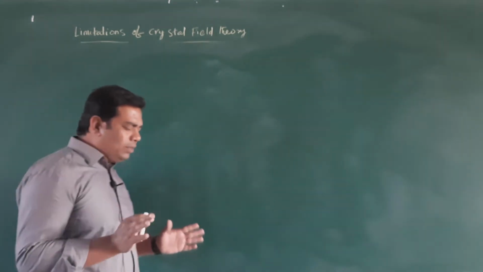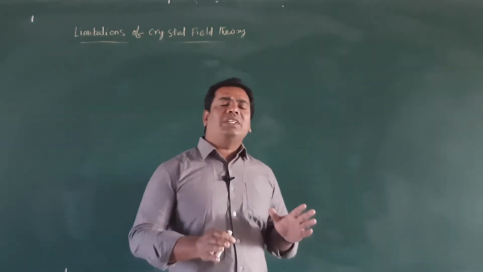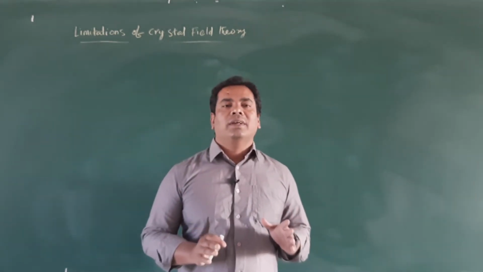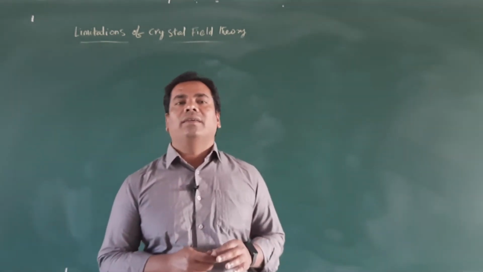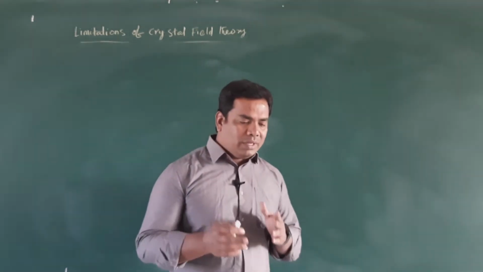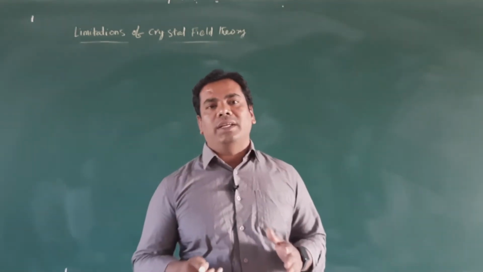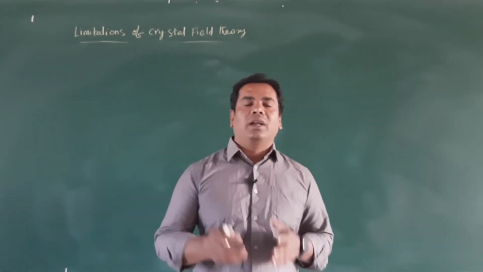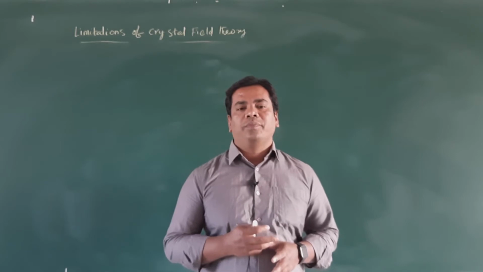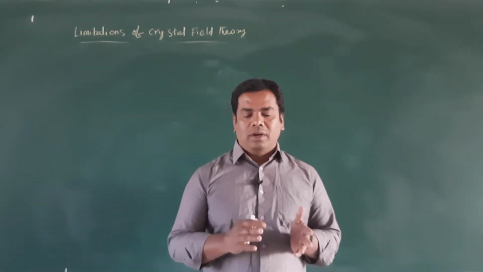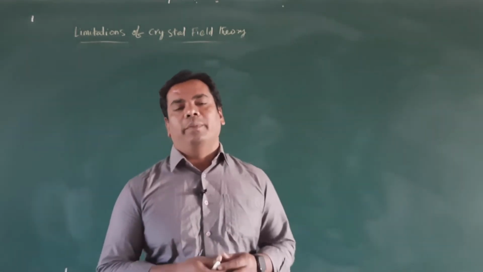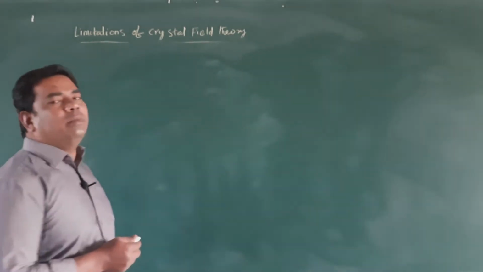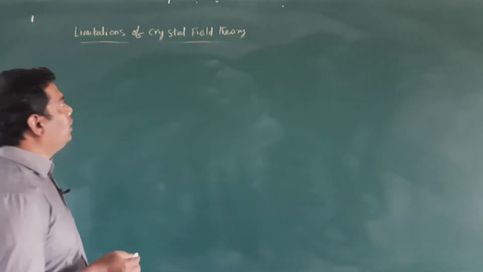The crystal field theory is a very familiar theory, more than the valence bond theory. The crystal field theory successfully explains the magnetic moment of various metal complexes, the color properties of metal complexes, and the hybridization and geometry of the metal complexes, but some demerits are there. So we will discuss the demerits or limitations of crystal field theory.